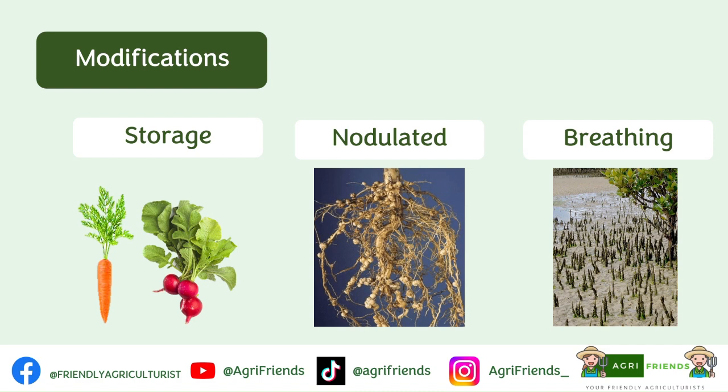There are also breathing roots, which can be seen in some species of mangroves or plants that grow in swampy areas. The roots that emerge out of the ground and grow upwards are called pneumatophores. These have minute openings called lenticels that allow the roots to get oxygen for respiration.